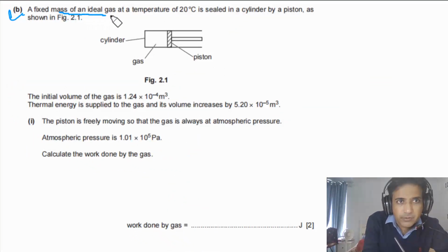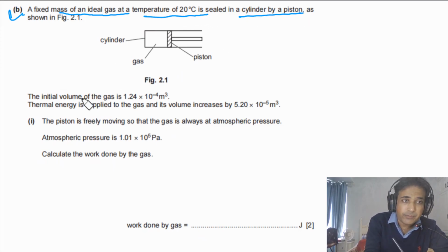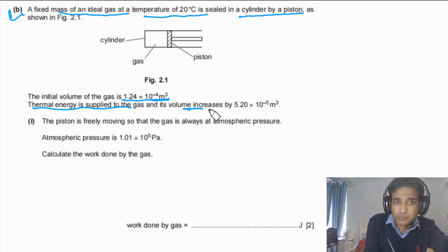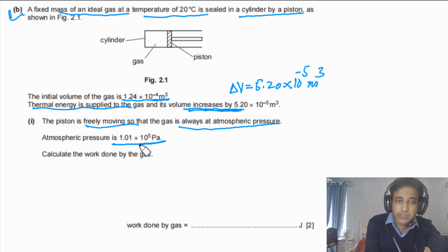Part B says a fixed mass of an ideal gas at a temperature of 20 degrees Celsius is sealed in a cylinder by a piston as shown in the figure. The initial volume of the gas is 1.24 times 10 to the minus 4 meters cubed. Thermal energy is supplied to the gas and its volume increases by, very important, understanding of the question is very important. Increases by means this is delta V. So delta V in this case is given to us, that is equal to 5.20 times 10 to the minus 5 meters cubed. The piston is freely moving so that the gas is always at atmospheric pressure, and atmospheric pressure is given to us. We need to calculate the work done by the gas.